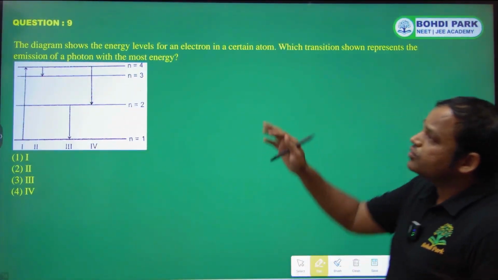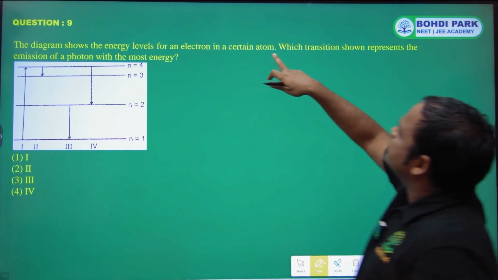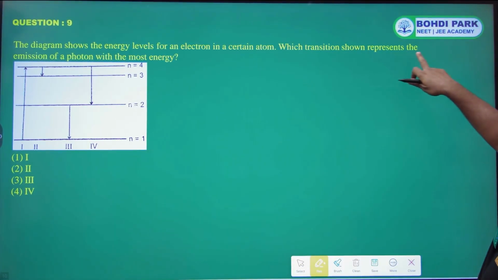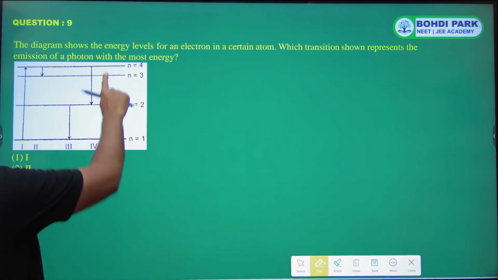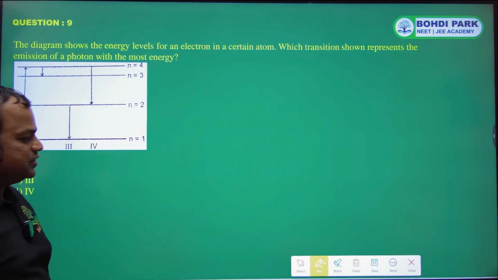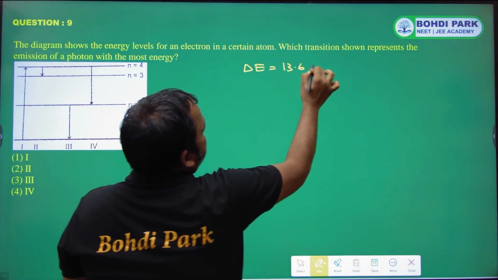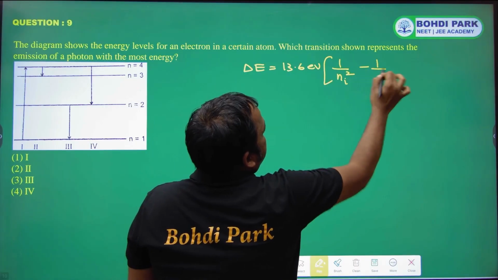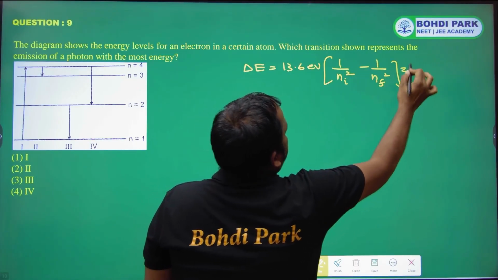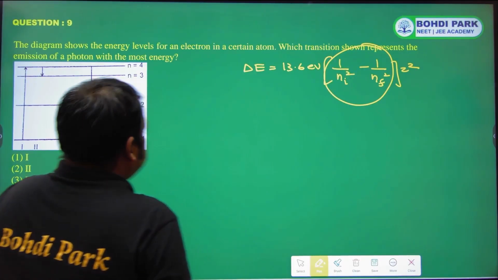Now look at this question number 9. The diagram shows the energy levels for an electron in a certain atom. Which transition shown represents the emission of photon with the most energy? So again the same formula, we have delta E is equal to 13.6 electron volt into 1 by n initial square minus 1 by n final square into Z square. So we'll find this value for all the transitions one by one.